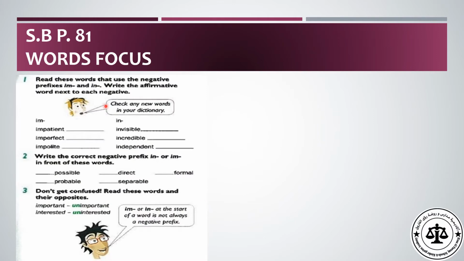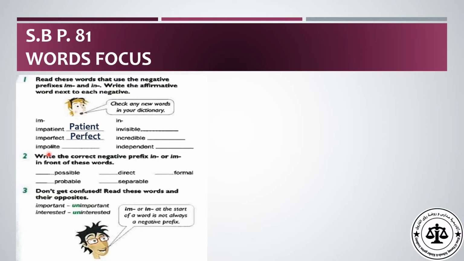Now let's do this exercise. Read these words that use the negative prefixes im and in. Write the affirmative word next to each negative. So here we have the words with the prefixes im and in اللي بيعطونا negative meaning for the word. We want to write them with the affirmative form. Impatient بمعنى غير صبور. What is the affirmative form of it? Yes, patient. Imperfect, perfect.